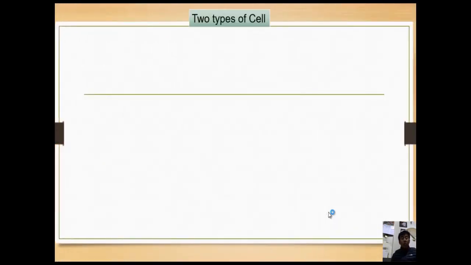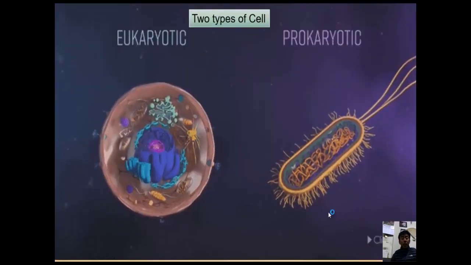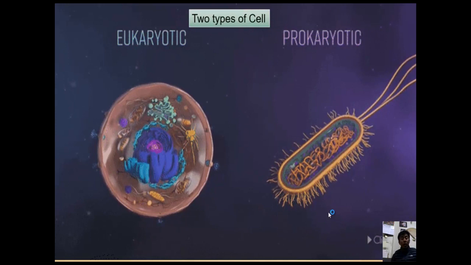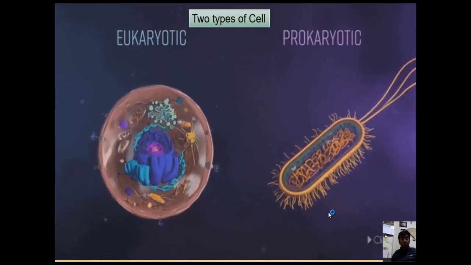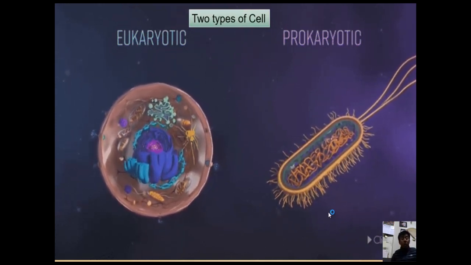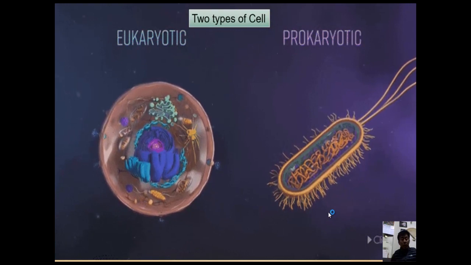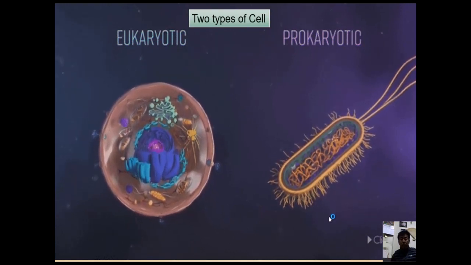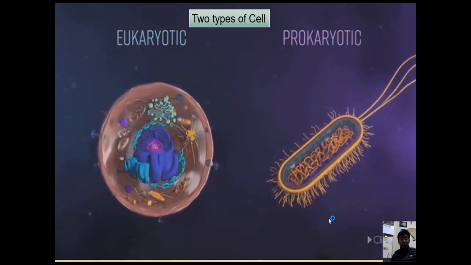Now let's talk about the types of cell. There are two types of cell. One is called eukaryotic cell and the other is called prokaryotic cell. You have learned about eukaryotic cell in the lower classes, so henceforth we'll be discussing more about prokaryotic cell.